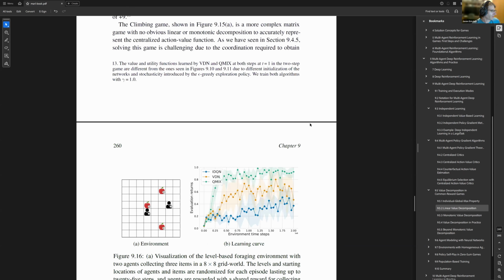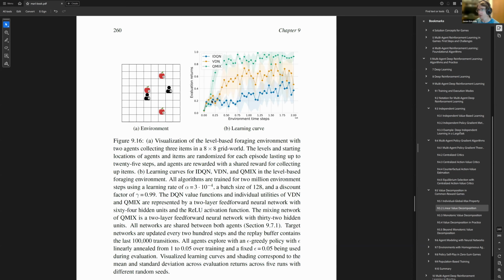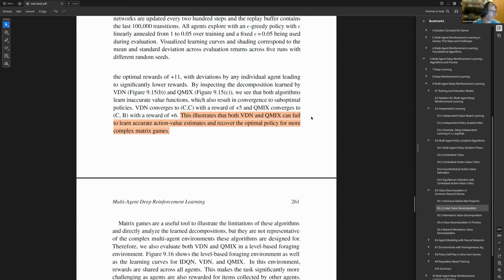Let me just see. Yeah. They also train this on a version of level-based foraging, which is a common reward version of the game. You could also get that by taking the sum of the rewards across the agents, like I did. And here they're claiming that QMIX has a better performance than VDN or independent DQN. Maybe we'll save talking about QMIX a little more for the next meeting.